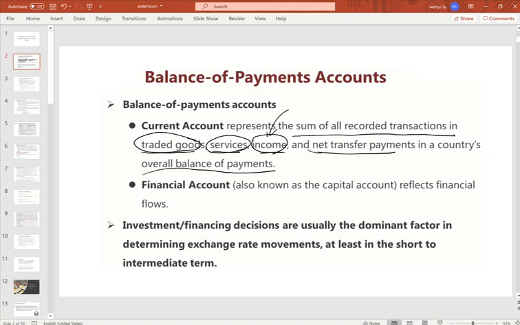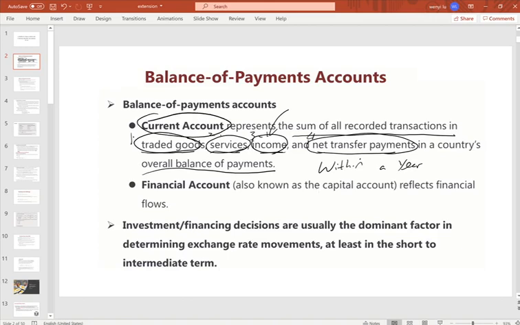Now we have the net transfer payments. If a country is in a financial crisis or a natural disaster, we try to give them some foreign aid. We will make a foreign transfer to this country. So all these four account transactions are done within a year, and this is all recorded in the current account. That means the transactions are done within a year.